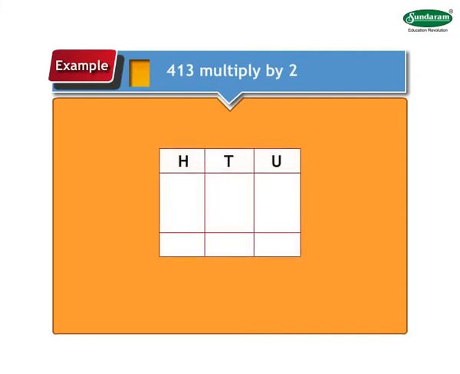In the three-digit number 413, 3 is in the units place, 1 is in the tens place, and 4 is in the hundreds place. First multiply the units place 3 by 2. 3 multiplied 2 is equal to 6. Write the product 6 in the units place of the product. Now multiply the tens digit 1 by 2. 1 multiplied 2 is equal to 2. Write the product 2 in the tens place of the product.